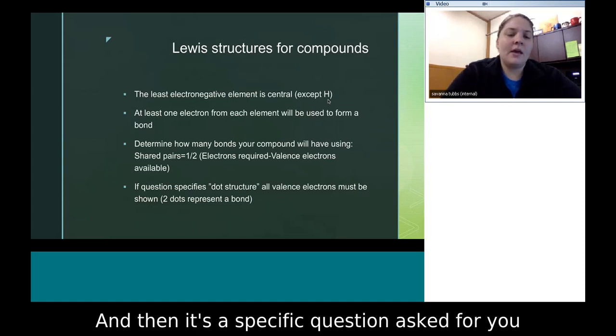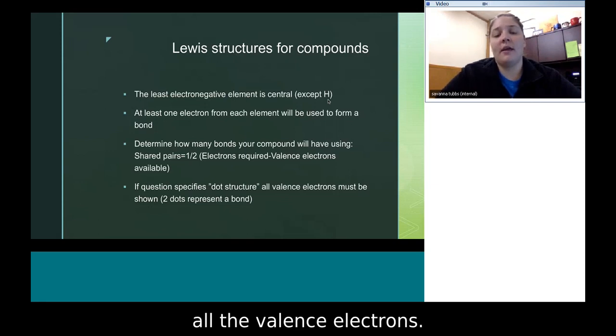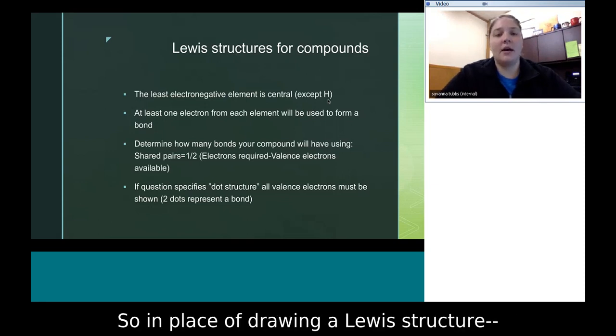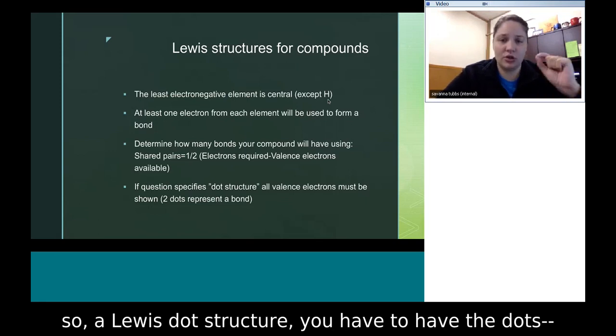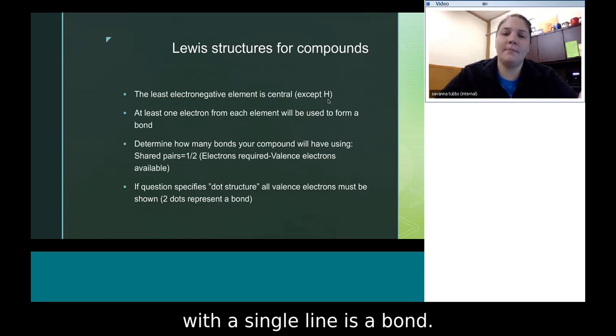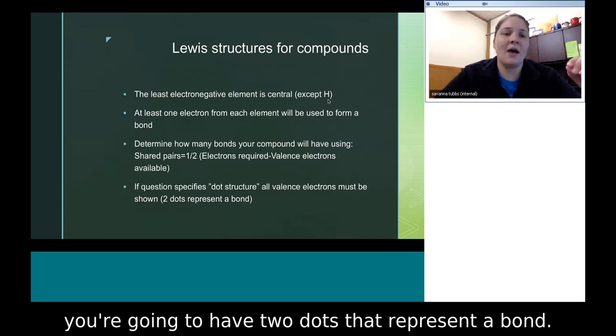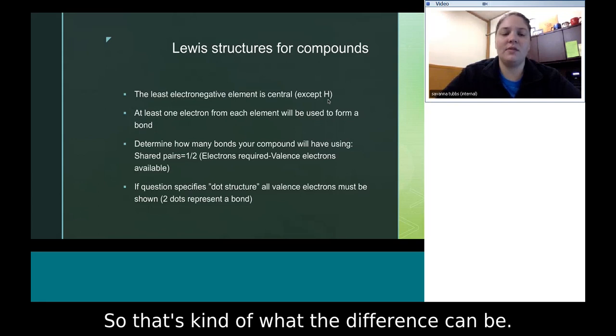And then if a specific question asks for you to draw the Lewis dot structure, you have to show all the valence electrons. So in place of drawing a Lewis structure, so a Lewis dot structure, you have to have the dots. In a Lewis structure, you can show a bond with a single line. But if you're doing the Lewis dot structure, you're going to have 2 dots that represent a bond. So that's kind of what the difference can be.